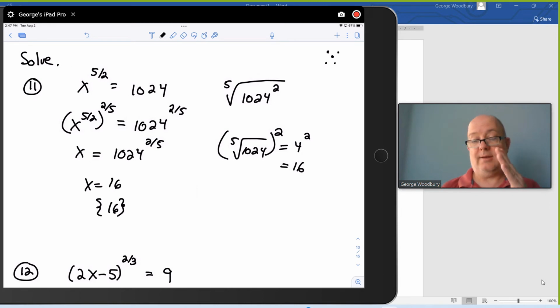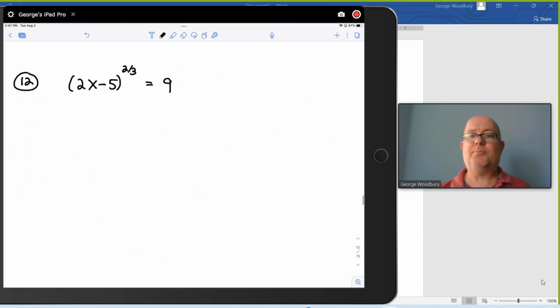Now, that exponent with a 2 in the denominator means we're taking a square root, so that number would have to be positive here, and it was. The next problem is pretty similar, but once we do our exponent work, we still have to solve this equation for x when we're done.